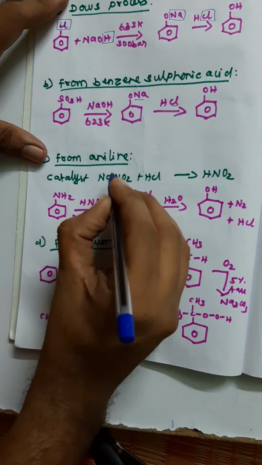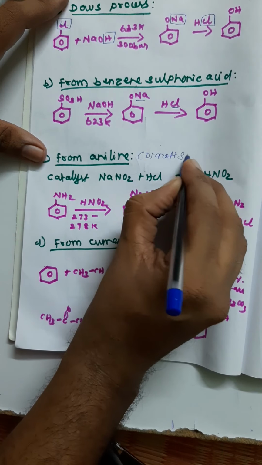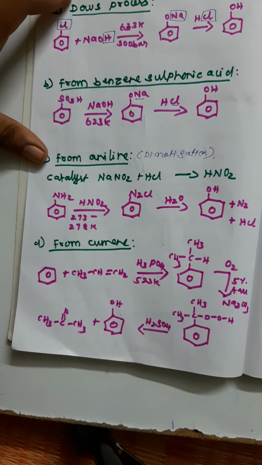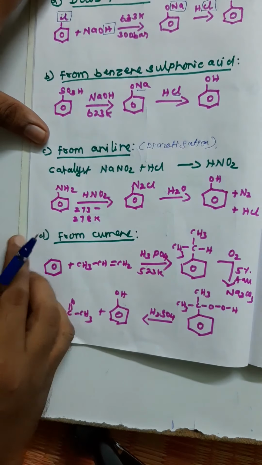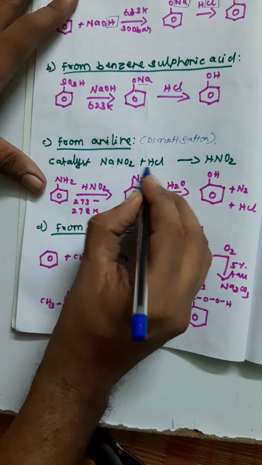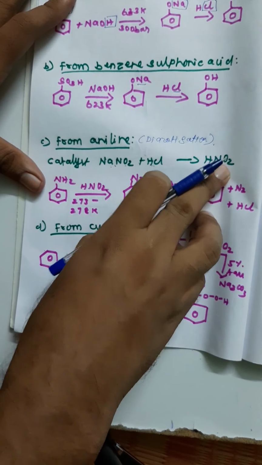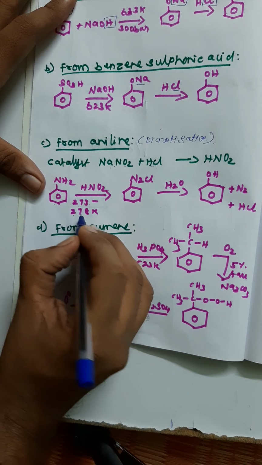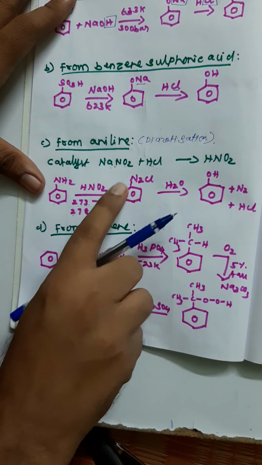Next, from aniline. This reaction is nothing but the diazotization reaction that we will discuss in the last lesson. The first step is also called diazotization. The reagents for this reaction are sodium nitrite and HCl. When these two chemicals react, we get nitrous acid, that is HNO2. When aniline reacts with nitrous acid at 273 to 278 Kelvin, we get benzene diazonium chloride. This is called a diazonium chloride.